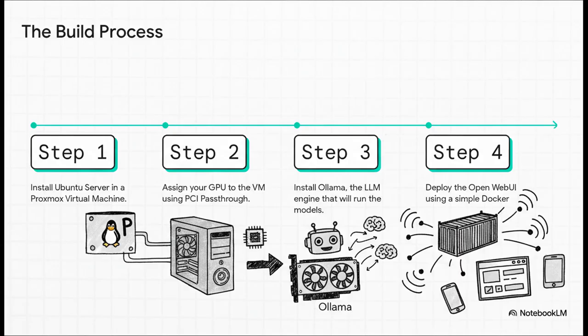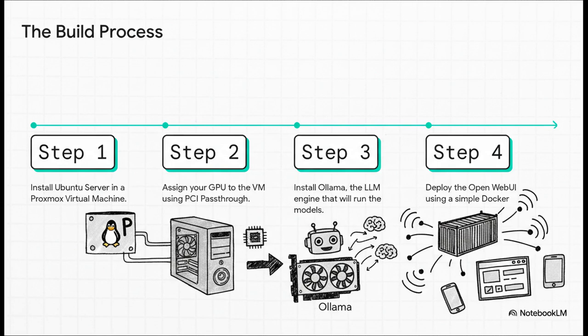The whole build process really boils down to just 4 steps. First, we'll spin up a new virtual machine and get a Ubuntu server on there. Second, we do that all-important GPU pass-through, basically handing the graphics card over to our new VM. Third, we install a program called Llama.